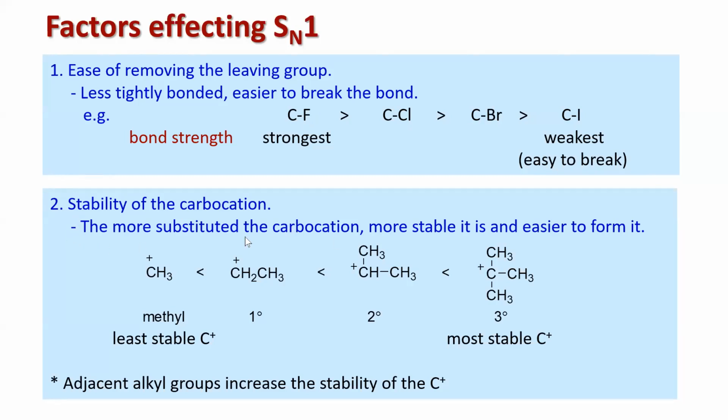And stability of the carbocation. The more substituted the carbon atom, the more stable it is and easier to form. So when you compare the methyl carbocation, ethyl, this primary one, secondary and tertiary, the most stable carbocation is this tertiary carbocation. So the more substituted, the more stable and easier to form. That you know, this part you already know, right? So consider those things also when you are writing SN1 reaction mechanisms, right? So adjacent alkyl groups increase the stability of the carbocation, that you know.